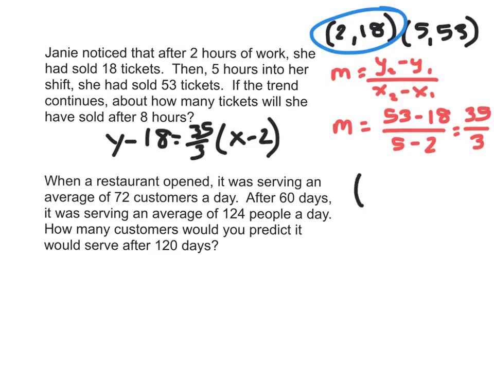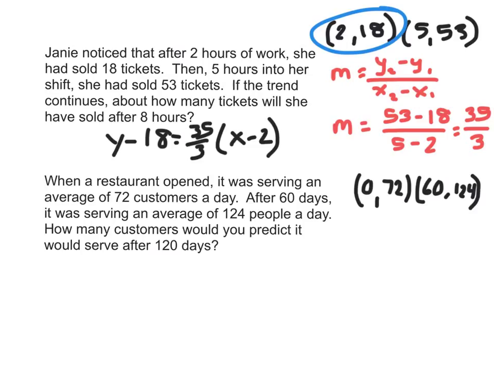So our points here, the second one is more obvious. After 60 days, 124 customers. The first point's a little bit trickier. We know there were 72 customers, but there's no other numerical value in our problem. But that's because it says when a restaurant opened. So that would be right away as it opened, so 0, because it's opening day. It kind of feels like it should be a 1 in this situation, but we're going to count that as 0 days after it opened.